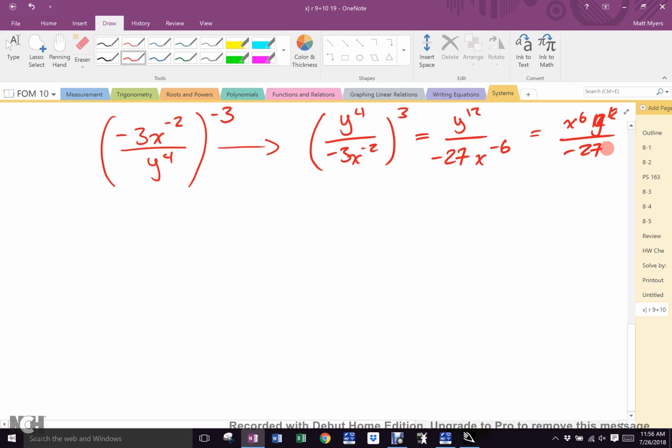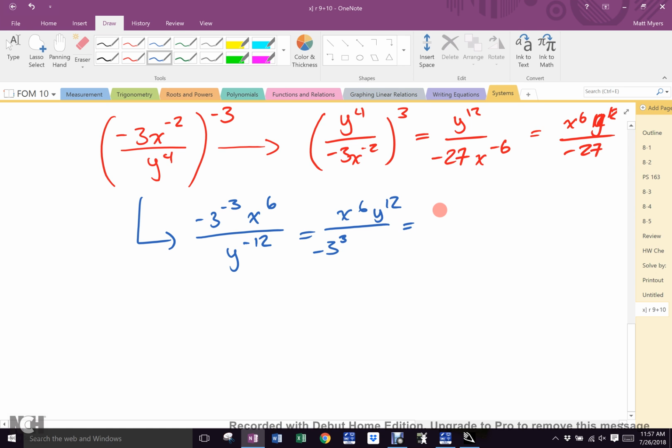And it's done. Now, if you want to go the other way and bring this in right away, you get negative 3 to the negative 3, x to the positive 6 over y to the negative 12. Negative 3 to the negative 3 becomes negative 3 to the positive 3 because it goes down. This negative comes up. Then x6, y12 over negative 3 cubed is negative 27. Don't care which way you do it. They both work the same. Who's next?